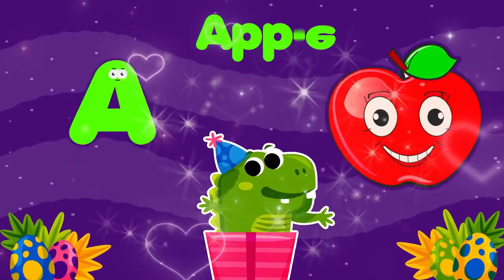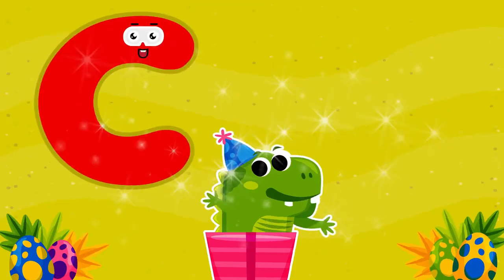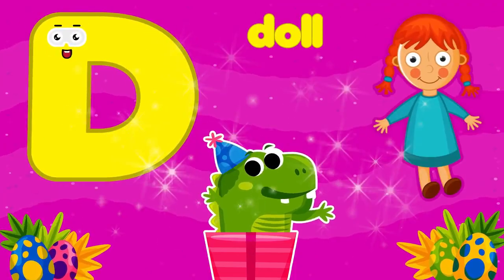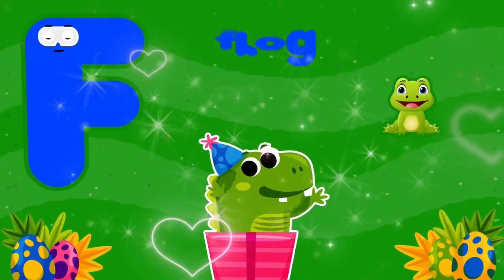A is for apple, apple. B is for ball, ball. C is for cat, cat. D is for doll, doll. E is for elephant, elephant. F is for frog, frog.